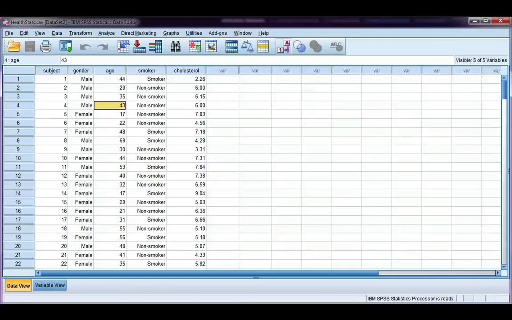We're going to look at how to run a chi-squared test in SPSS and interpret the output. Now, I've got a database with some health statistics, and we're going to use gender and smoker or smoking status, so whether the person's a smoker or a non-smoker.